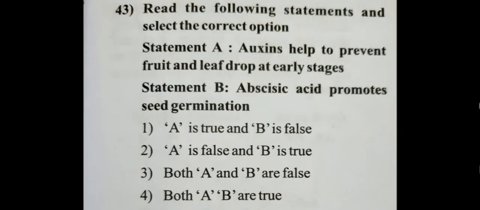Read the following statements and select the correct option. Statement A, auxin helps to prevent fruit and leaf drop at early stages. Statement B, abscisic acid promotes seed germination. Second statement is wrong and the first statement is perfectly correct. So the answer is A is true and B is false. The first option is the right answer.